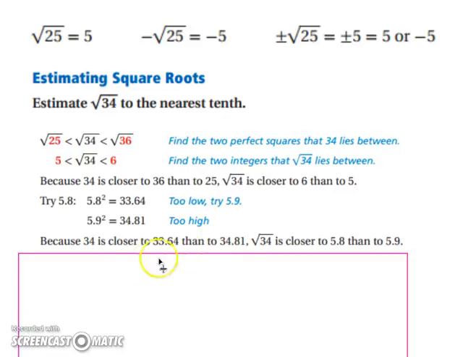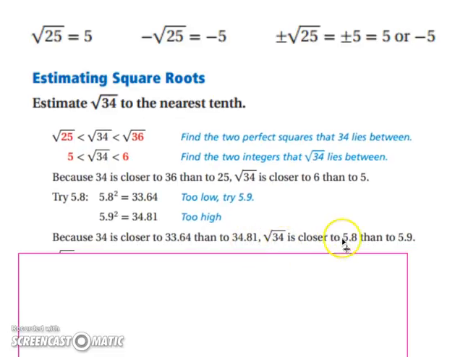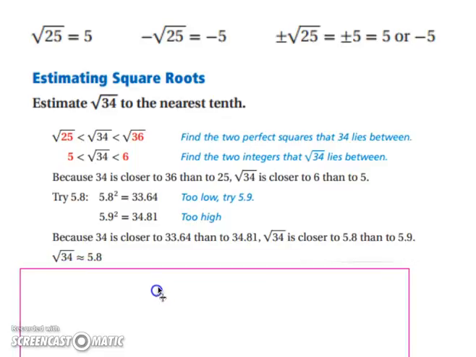Well, is it closer to 5.8 or 5.9? Well, if it's closer to 33.64 than it is to 34.81, we know it's got to be closer to 5.8. So the square root of 34 is about 5.8. You can check your calculator if you'd like. But this is a way to know if you're close or you're really far off with your estimation.